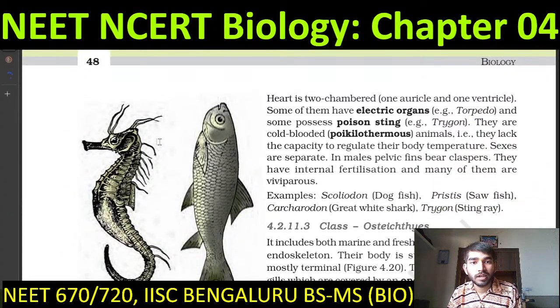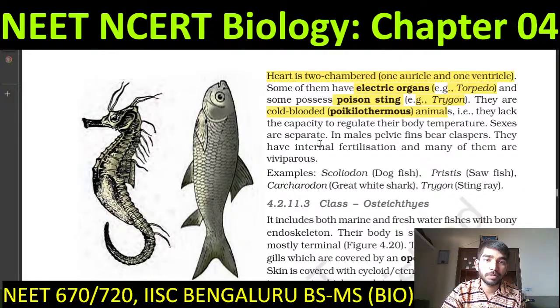One more thing, their heart is two-chambered, one atrium, one ventricle. Some of them have electric organs. Example, Torpedo, which gives electric shock. Poison sting, Trygon. And they are cold-blooded, also called poikilothermous. They are present in water, so their internal temperature will also change depending on the temperature of water. They lack the capacity to regulate body temperature.